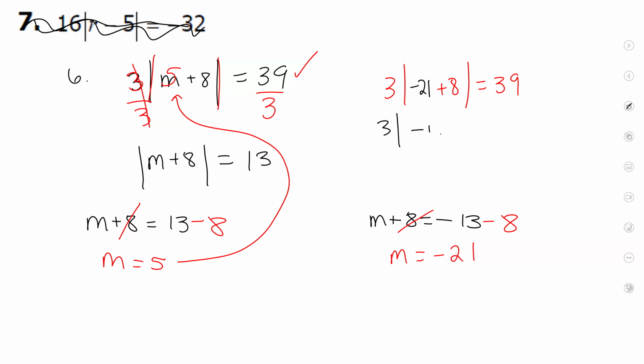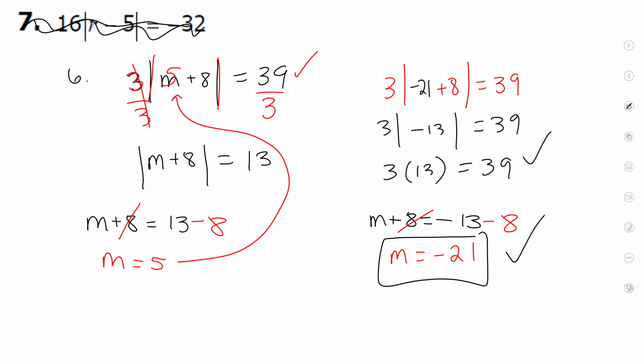Negative 13. What is the absolute value of negative 13? Just 13. Is 13 times 3, 39? Nice, so when we plugged this in, it worked. No extraneous answers. They all made sense when you plugged it in. And if m equals 5, then negative. Yep, we have two answers. M equals 5 and M equals negative 21.